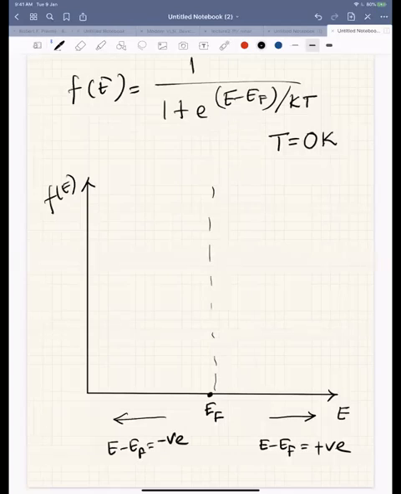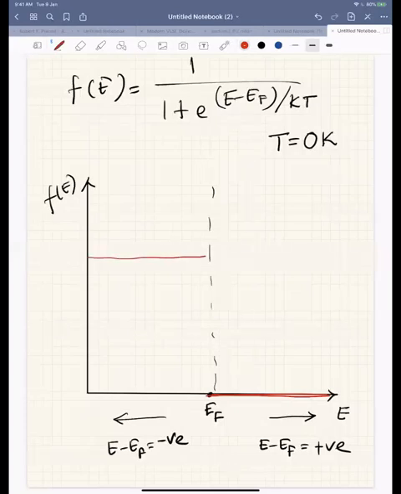If T equal to 0 and E minus EF is positive, then E minus EF divided by 0 is infinite, so e to the power infinite, and F(E) will be 1 by infinite, which is 0. So this is how it is defined: the probability F(E) will be 0 because E minus EF is positive. And if E minus EF is negative, e to the power minus infinite is 0, so it is 1 by 1, which is 1, right?